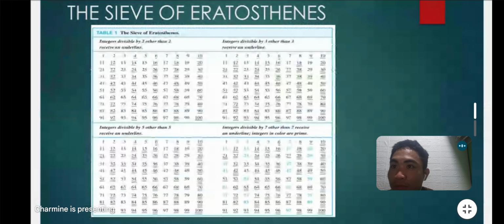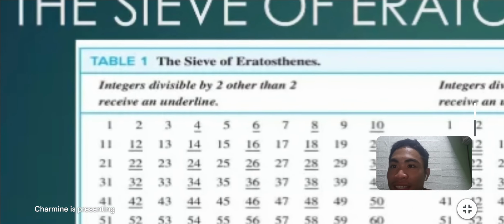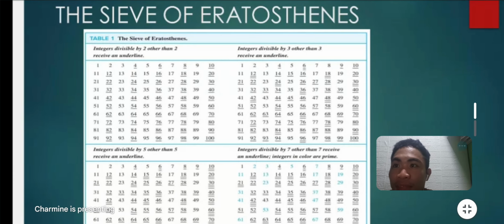So these are examples of the data table of the sieve of Eratosthenes. Okay, next please.